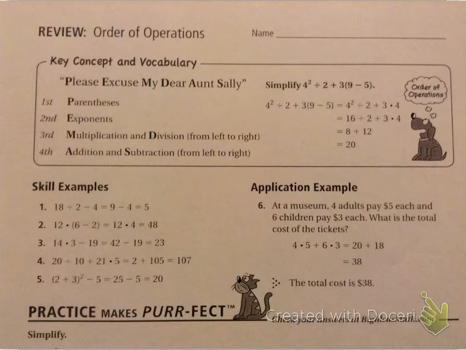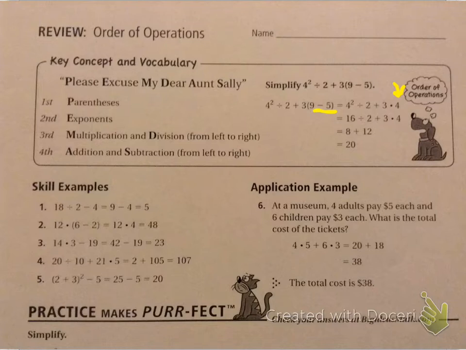So when we're looking at an expression like this, we've got 4 squared divided by 2 plus 3 times (9 minus 5). You just have to break it down and look at exactly what steps you're supposed to do first. It tells us the first thing we should do is the parentheses. So we do the 9 minus 5 right here and get our 4.